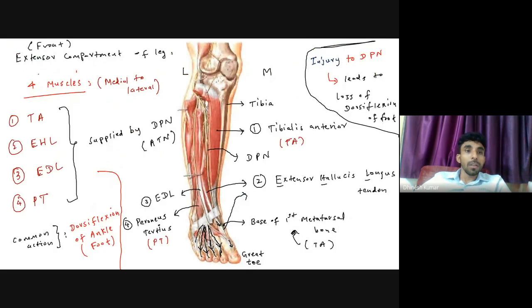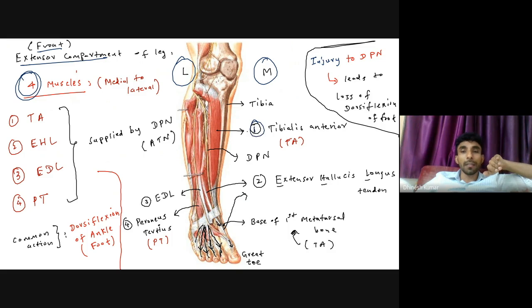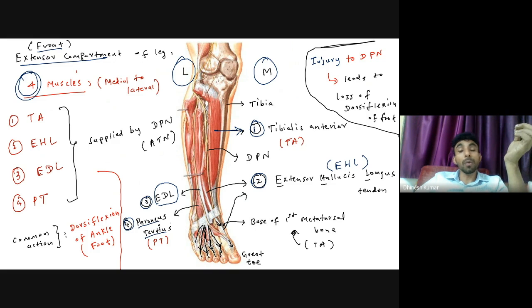Okay, so see this diagram which shows the four muscles of the front of leg, that is the extensor compartment of leg. In this diagram, you will be knowing the medial side, lateral side. So what are the four muscles from medial to lateral here? Yes, tibialis anterior. Just lateral to the tibialis anterior, we have the extensor hallucis longus, EHL, extensor hallucis longus tendon. Then even laterally, you have the extensor digitorum longus tendon. Then the lateral most muscle in the front of leg is peroneus tertius.